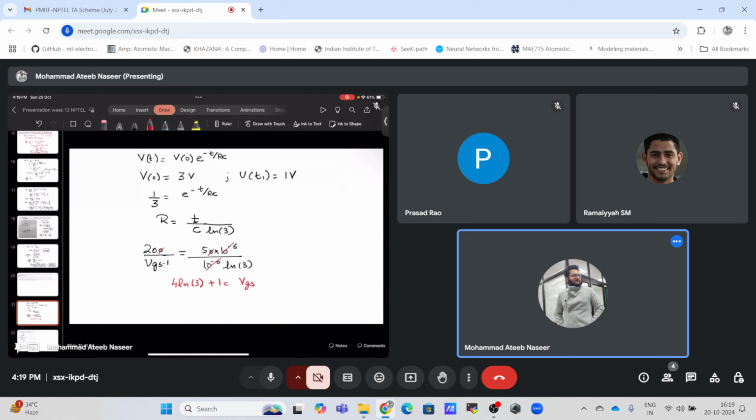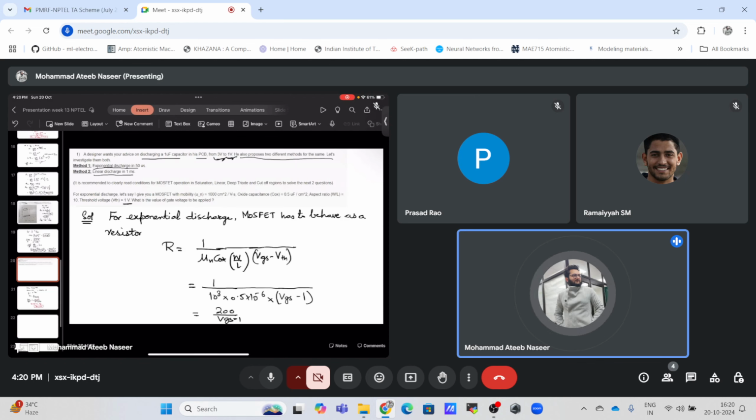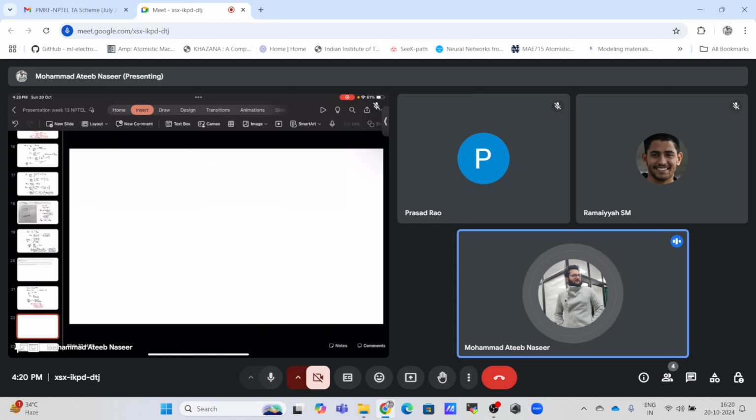Let us calculate 4 times ln of 3 plus 1, which is 5.39. So the value of VGS is simply 5.39 volts. For this much amount of gate bias, this will act as a resistor. So for the linear discharge, it simply means that the MOSFET has to behave as a current sink.